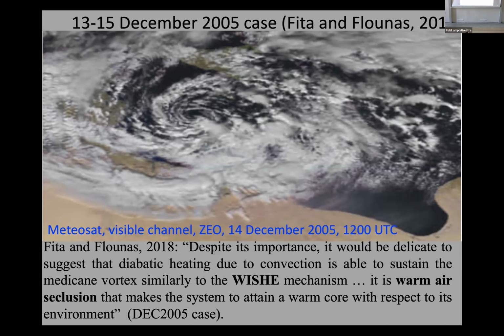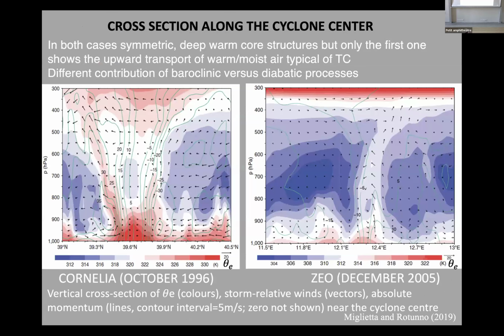So following these two papers, with Rotunno, we tried to analyze two cases, Cornelia and Zeo, and we reproduced the evolution with the WRF model and looked at the vertical cross-section passing through the center of the cyclone in the mature stage. And what we found was that the two cyclones behaved in a very different way, in the sense that at the center of the cyclone you have in both cases a warm core, but the structure associated with this evolution seems to be quite different.